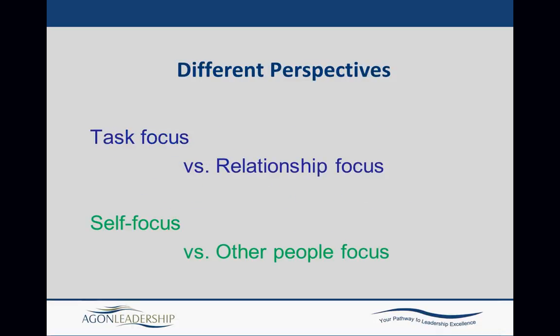And their different perspectives could be, often are, a difference in task focus versus relationship focus. And also often perspectives differ because of a difference between self-focus and other people focus. First of all, let's explore the task focus versus relationship focus difference. Some people, when they're working on something, they just want to get the job done. Following the procedure and getting the task done is what they want.